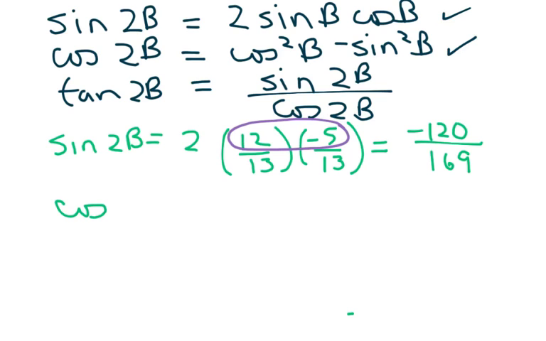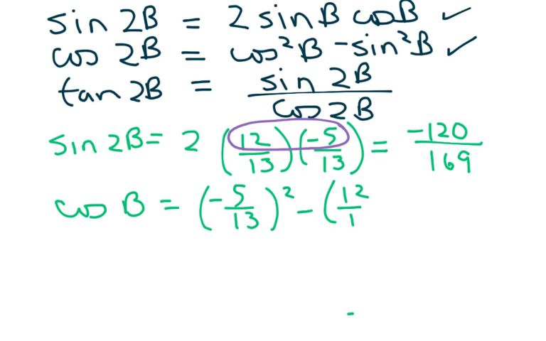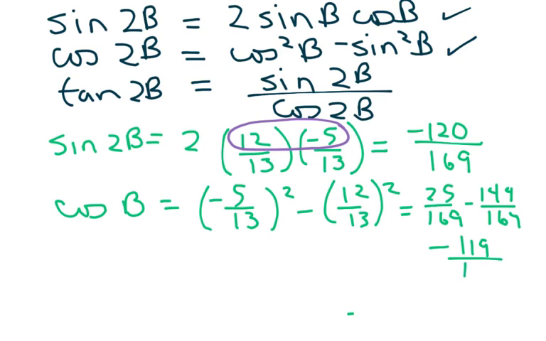And cosine of 2 beta equals negative 5 over 13 squared minus 12 over 13 squared, which gives me 25 over 169 minus 144 over 169. And it looks like I think we did this one earlier. That's going to be 25 minus 144 is negative 119 over 169. So we have our sine of 2 beta, and we have our cosine of 2 beta.